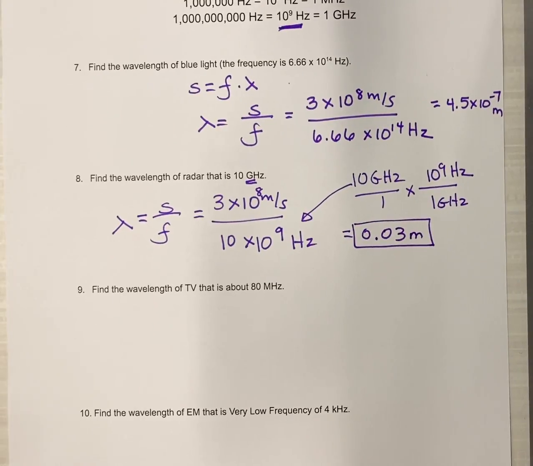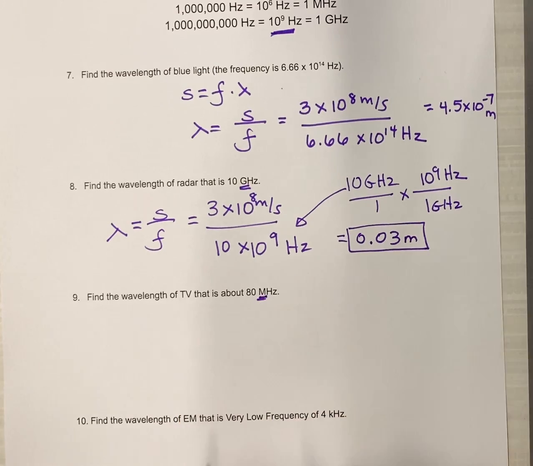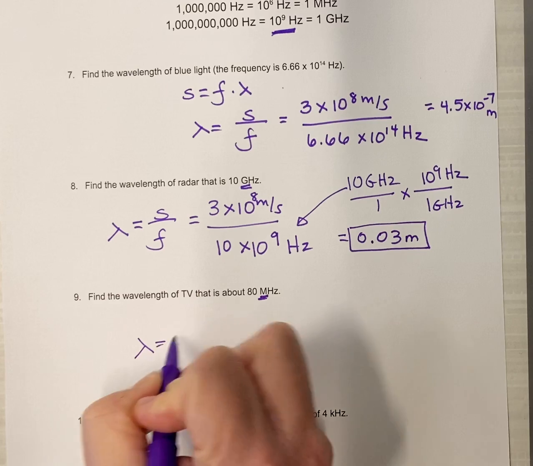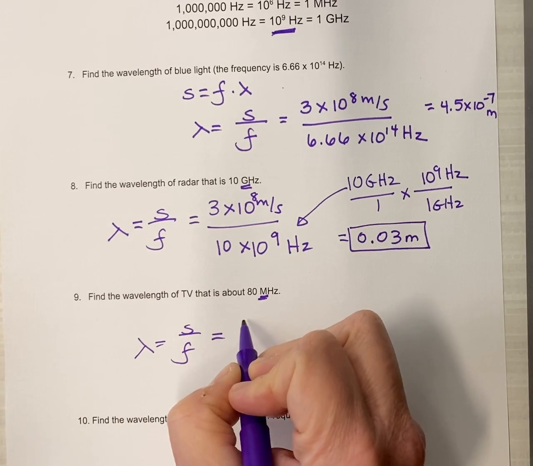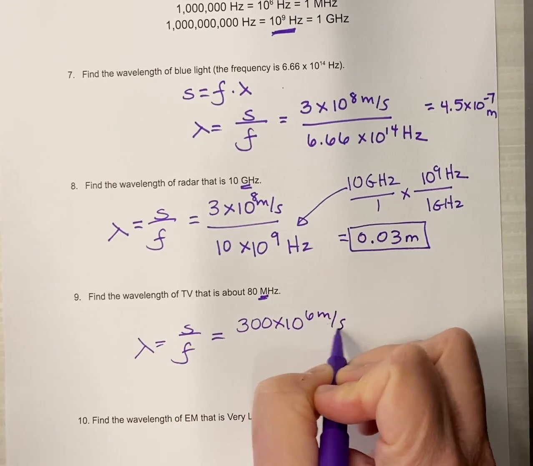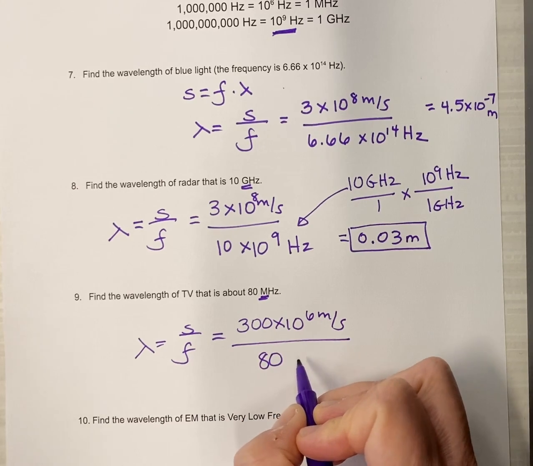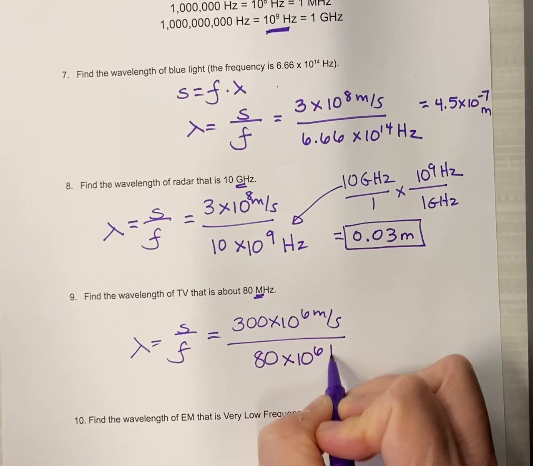Next one, find the wavelength of TV. That is about 80 megahertz. Got to pay attention to that prefix of megahertz. So wavelength is speed over frequency. Here, the speed is 300 times 10 to the 6th meters per second. Frequency is 80 megahertz. 80 megahertz, I'm going to tell you, is 10 to the 6th hertz.